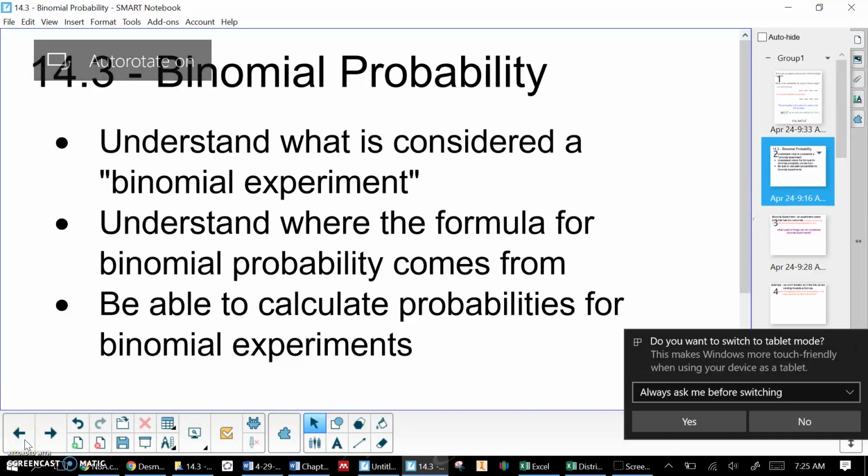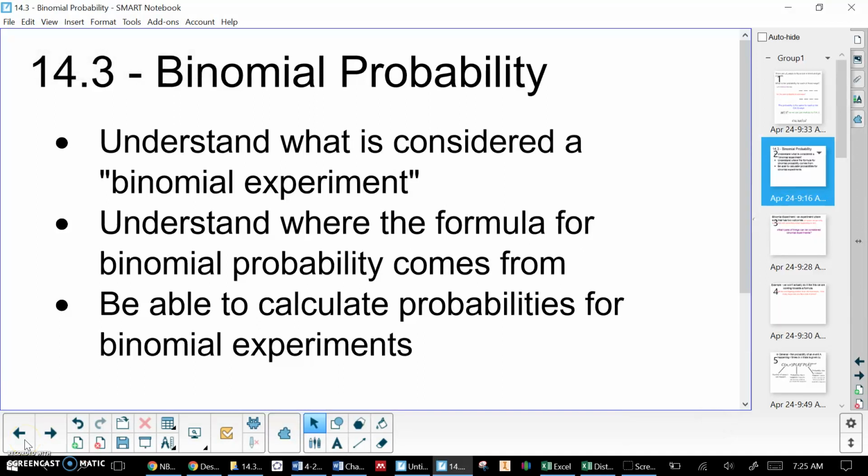Okay, so today what we've got to do is talk about what's called a binomial probability. And what this is going to do is let us calculate some probabilities that are very, very difficult to calculate using what we've learned so far. And so what we first need to understand is what a binomial experiment is.